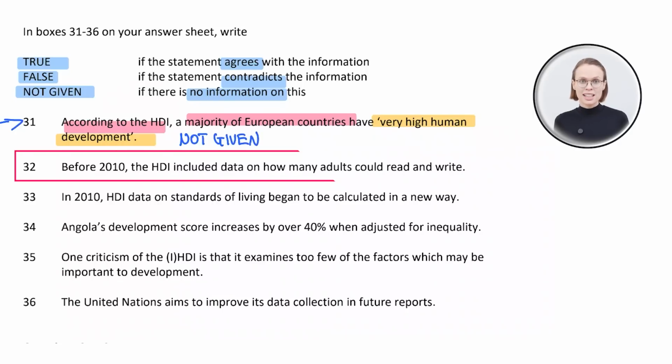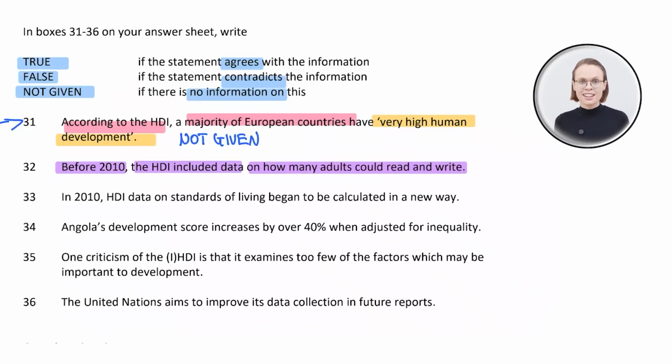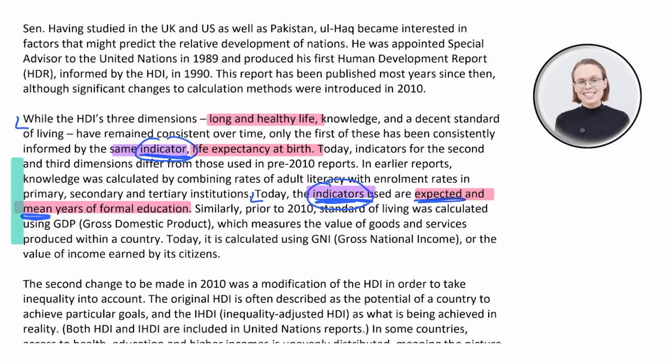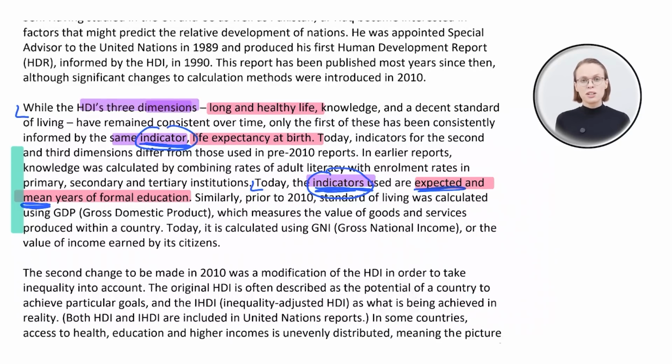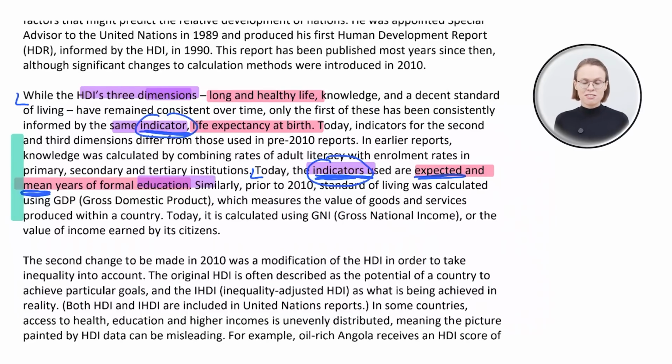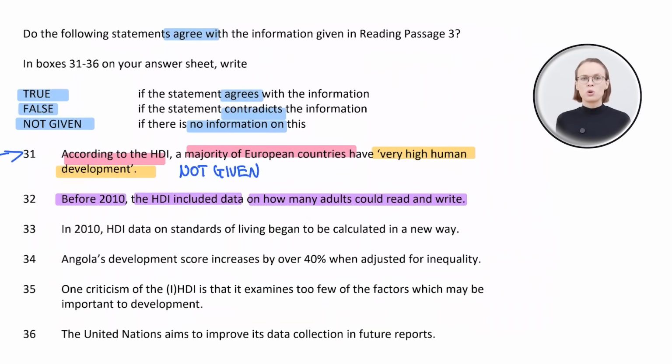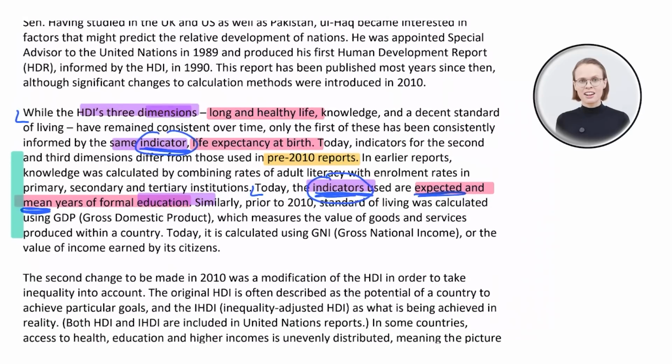Next question. Before 2010, the HDI included data on how many adults could read and write. So we are looking for what happened before 2010 and what kind of data the HDI included. Did it include data on how many adults could read and write? Let's take a look at the passage. There is nothing in paragraph 2 about reading and writing. Here, paragraph 3, you may remember that one talked about the HDI's 3 dimensions, and there was something about education here. So let's check whether it says something about 2010, and yes, it does. Here it talks about pre-2010 reports, and this is what we are interested in because pre-2010 means before 2010. This is paraphrasing.